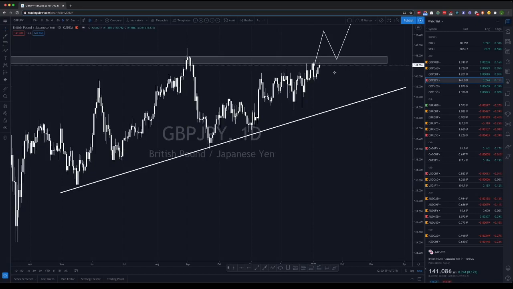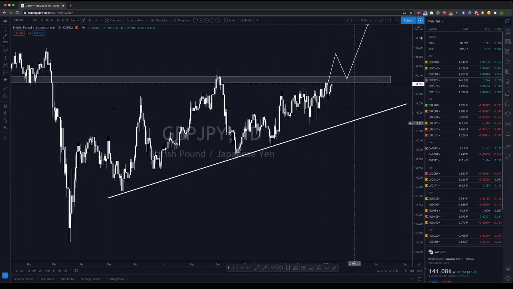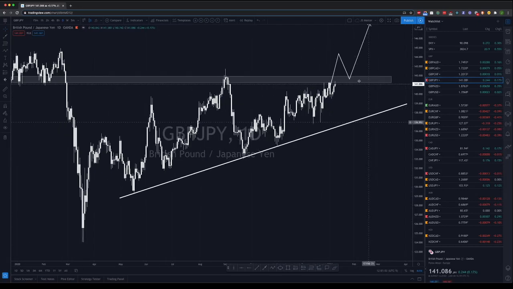GBPJPY, I'm leaving this one as red, but the outlook is still the same, right? On the daily chart, I'd like to see a nice strong push up past this level. I'll just update the arrow, right? Okay, so I'd like to see a nice strong push up past this level, come back down, retest, and then look for further long positions.